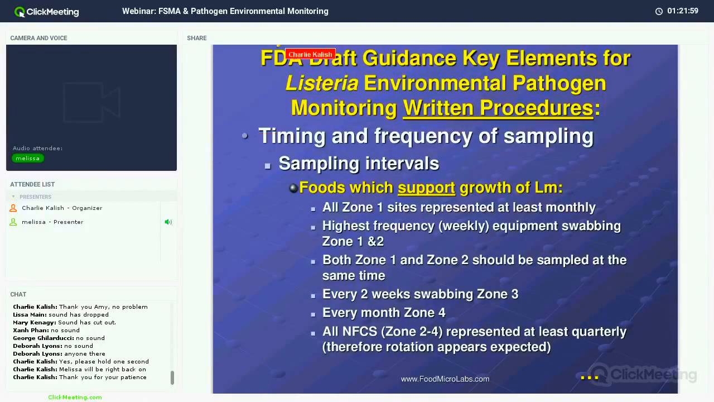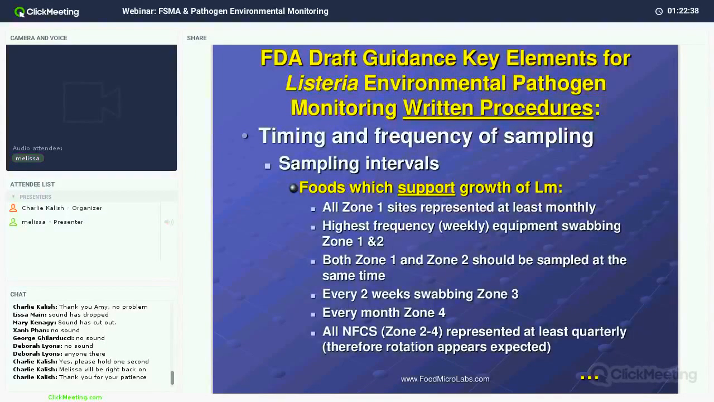When or if your product or components can support the growth of Listeria monocytogenes, what they say in their guidance is that all zone 1 sites must be represented at least monthly, and that sampling must be done at the highest frequency because there's highest risk because the food supports the growth of Listeria, and that representation of zones 1 and 2 should be highest. And what they say is that both zone 1 and 2 should be sampled at the same time. So that's what they recommend in the guidance.